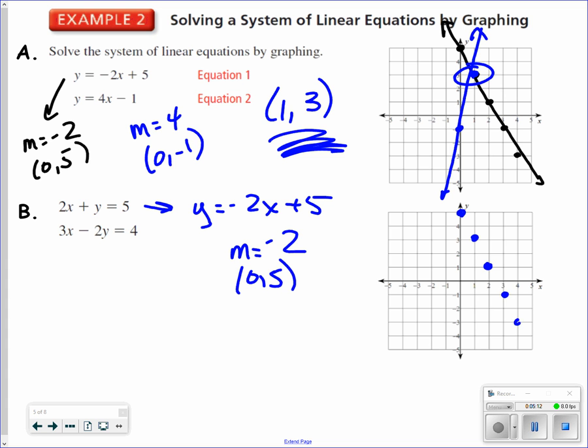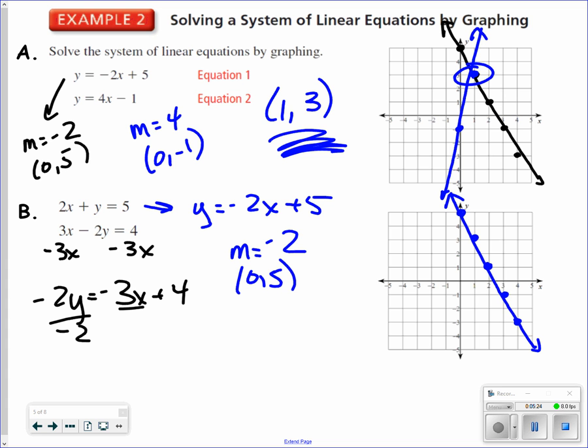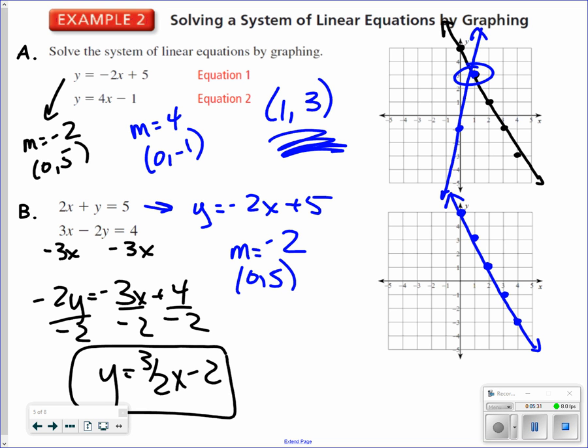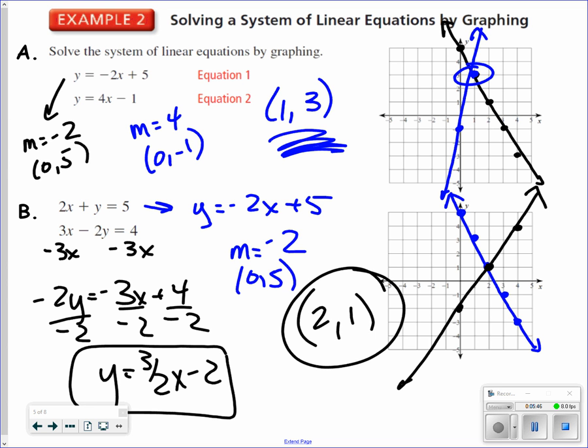So I graphed the top line. Second one, I'm going to solve for y. So I'm going to subtract 3x. This one gets a little bit more complicated now, dividing everything by -2. So positive 3/2 x minus 2. So the slope is 3/2 and the y-intercept is (0, -2). Up 3 to the right 2, up 3 to the right 2. They cross. The point of intersection is the answer.